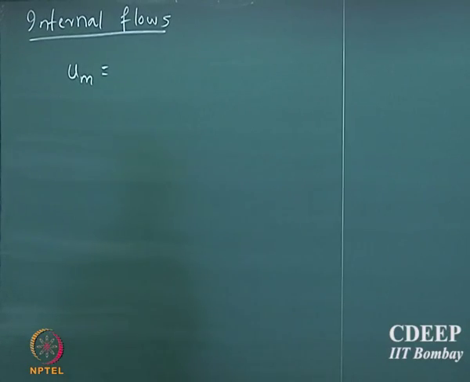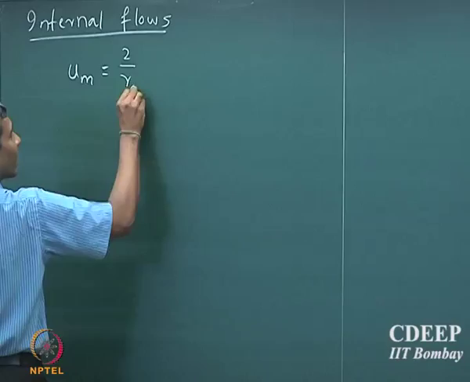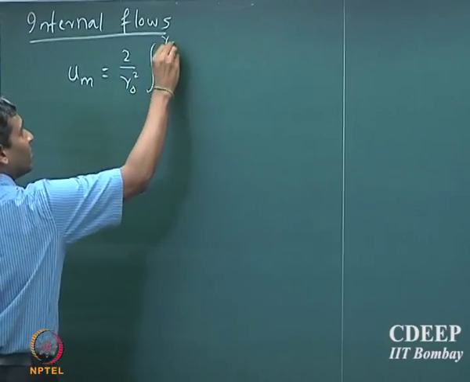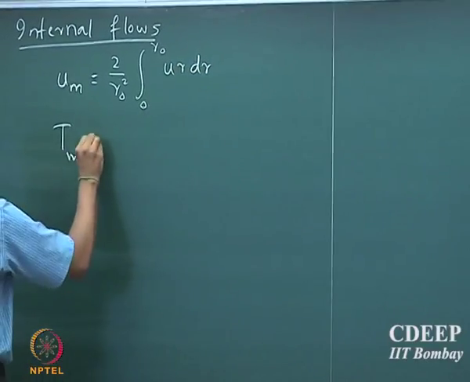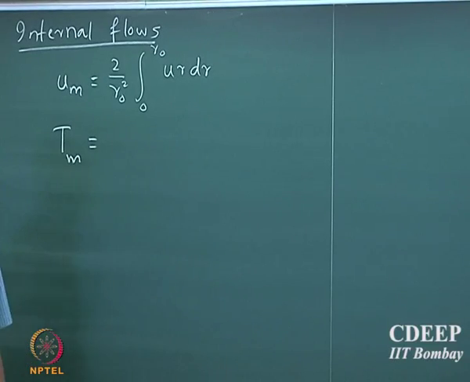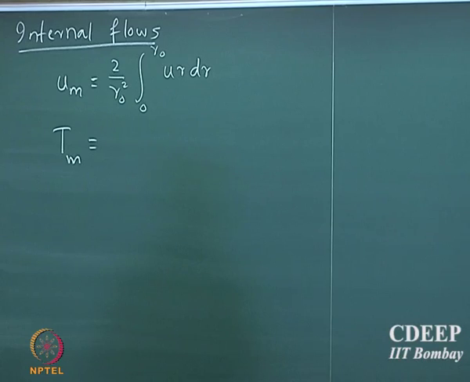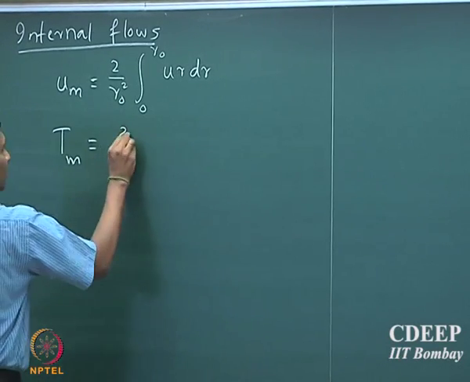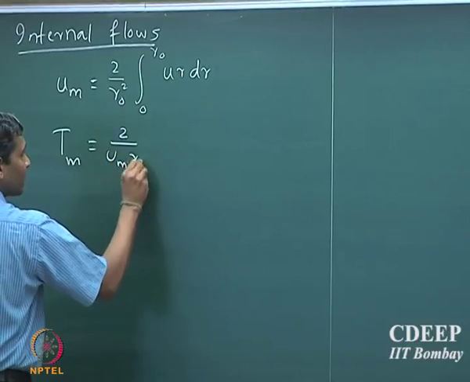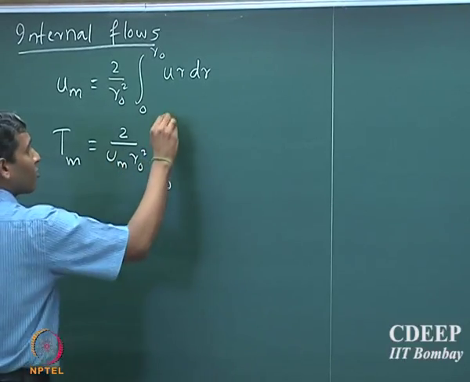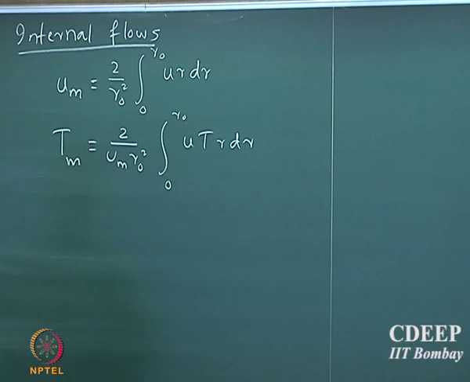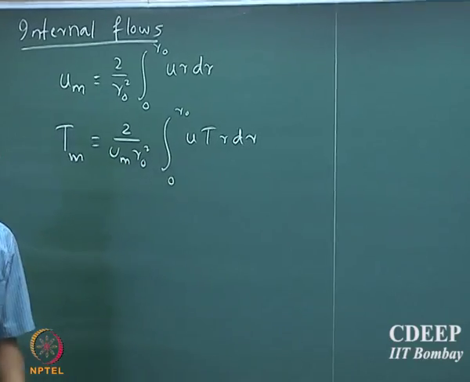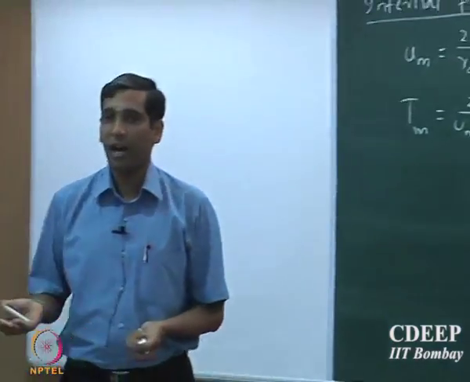mean or cup mixing velocity, which is given by 2 by r naught square integral 0 to r naught u r dr, and similarly we defined a cup mixing temperature, which is, does anyone remember, 2 by r naught square integral 0 to r naught u times T times r dr. Okay. So, that is the cup mixing temperature or the cross sectional average temperature, and that is the cup mixing or the cross sectional average velocity.